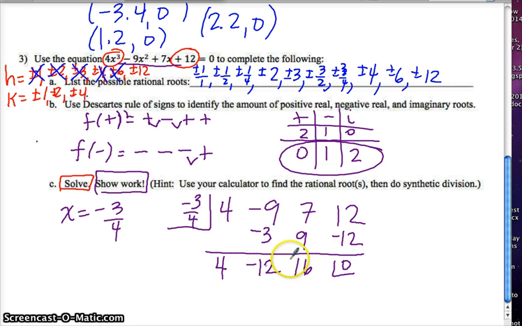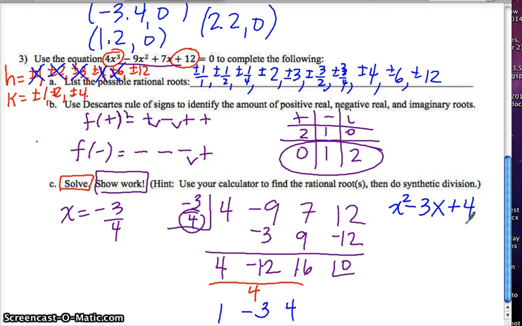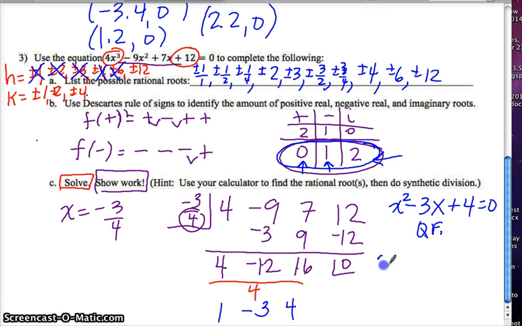But don't forget, notice these coefficients are kind of big, they're all divisible by 4. So our next step is we need to divide each of them by 4. So our new coefficients are 1, -3, and 4. So what does that mean? That means our depressed quadratic is x squared minus 3x plus 4 equals 0. Use the quadratic formula to find your final two imaginary solutions. So sure enough, there were 0 positive real roots, there was 1 negative real root, which means my final two roots must be imaginary numbers. So do the quadratic formula and solve.